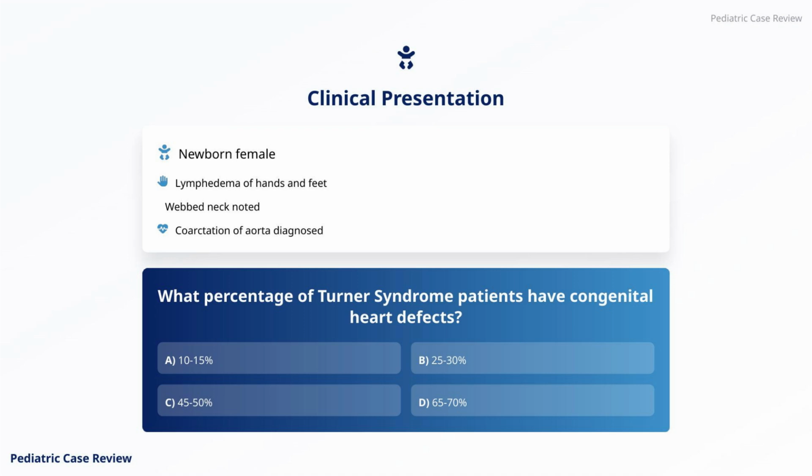A newborn female presents with lymphedema of hands and feet and webbed neck. Coarctation of the aorta has been diagnosed. What percentage of Turner syndrome patients have congenital heart defects? Option A, 10 to 15%. Option B, 25 to 30%. Option C, 45 to 50%. Option D, 65 to 70%.